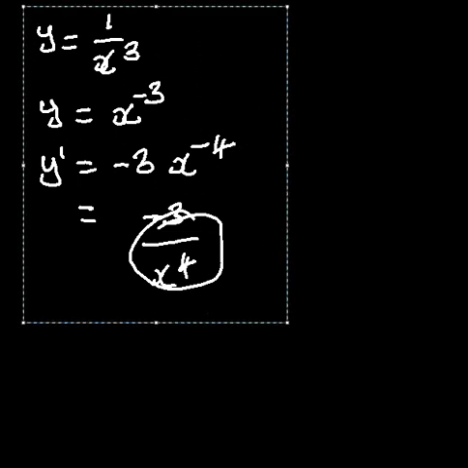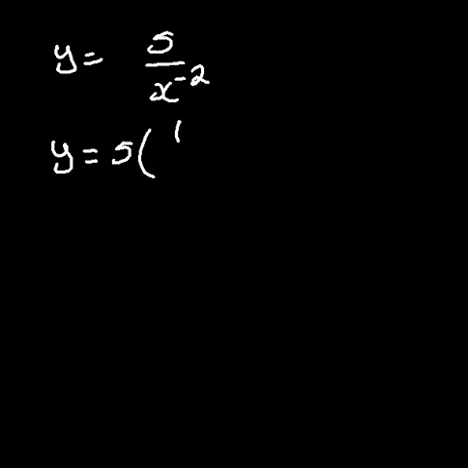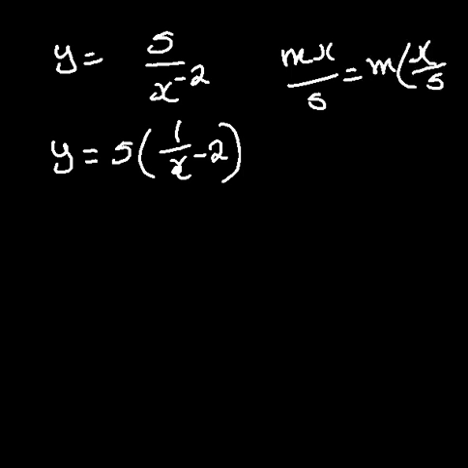Sometimes you can also have this case, so let's see how you can tackle it. Let's say y is equal to 5 over x to the power negative 2. In this case, we also use the laws of indices before we differentiate, so we have 5 times 1 over x to the power negative 2. You have to understand that if we have mx over 5, this is the same as m times x over 5. Likewise, this is also the same as xm over 5. So keep that in mind.